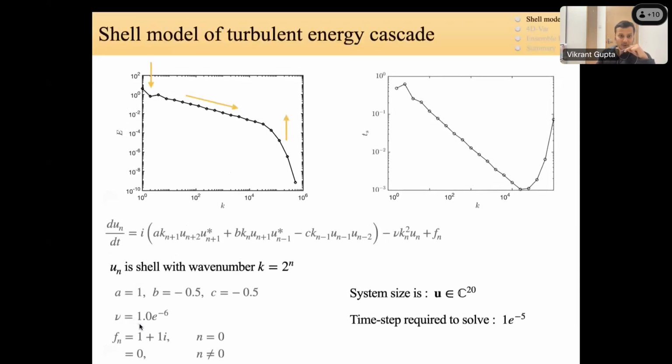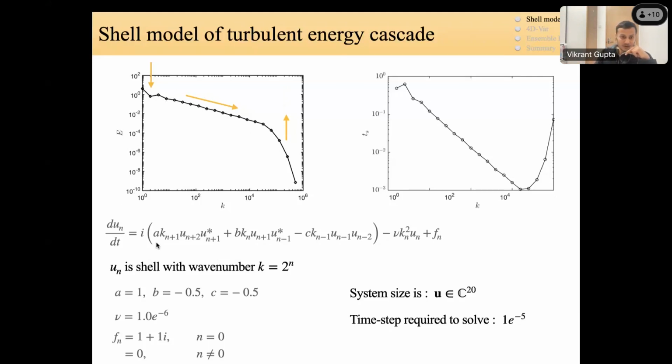So let's look at this model in a bit more detail. These are the model equations where U_n represents a shell, which represents fluctuations at wave numbers of the power of 2. So if we look at this energy spectrum versus wave number, then we see that this has a turbulence kind of a spectrum where energy is injected at large scales via this forcing term. Then it passes to smaller scales by this energy cascade. So here we have the inertial range. And finally, the energy is dissipated by the viscous term at small scales.